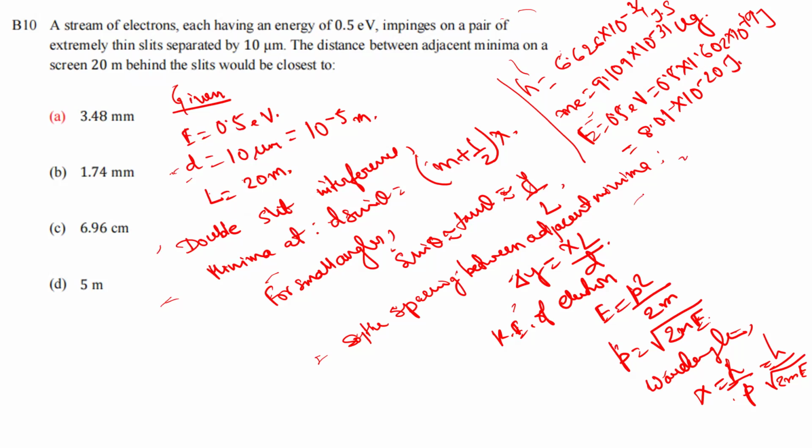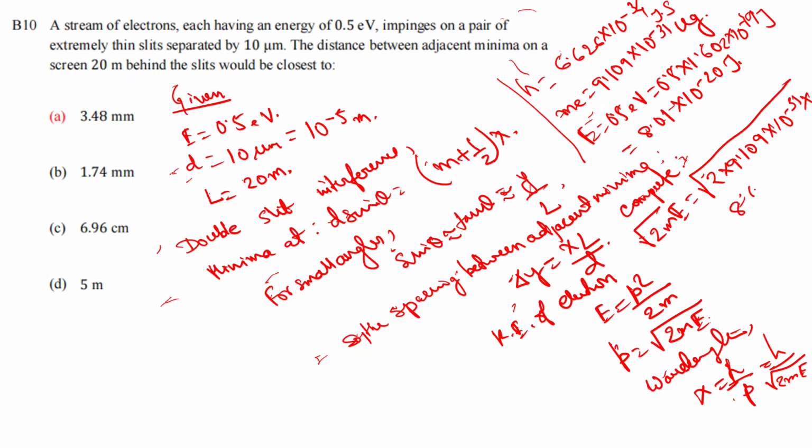So we need to compute root over 2mE, which is root over 2 into 9.109 into 10 to the power minus 31 into 8.01 into 10 to the power minus 20. This comes as 1.459 into 10 to the power minus 49, so the root is 1.208 into 10 to the power minus 24.